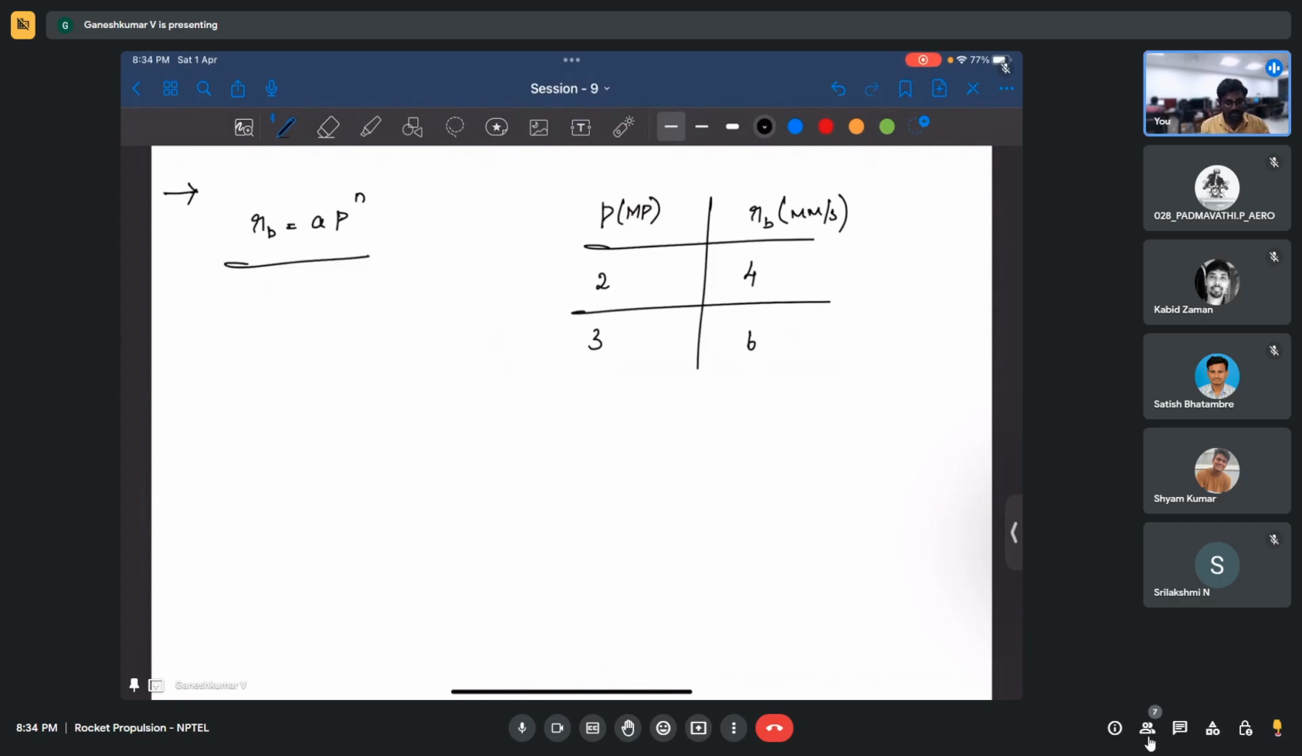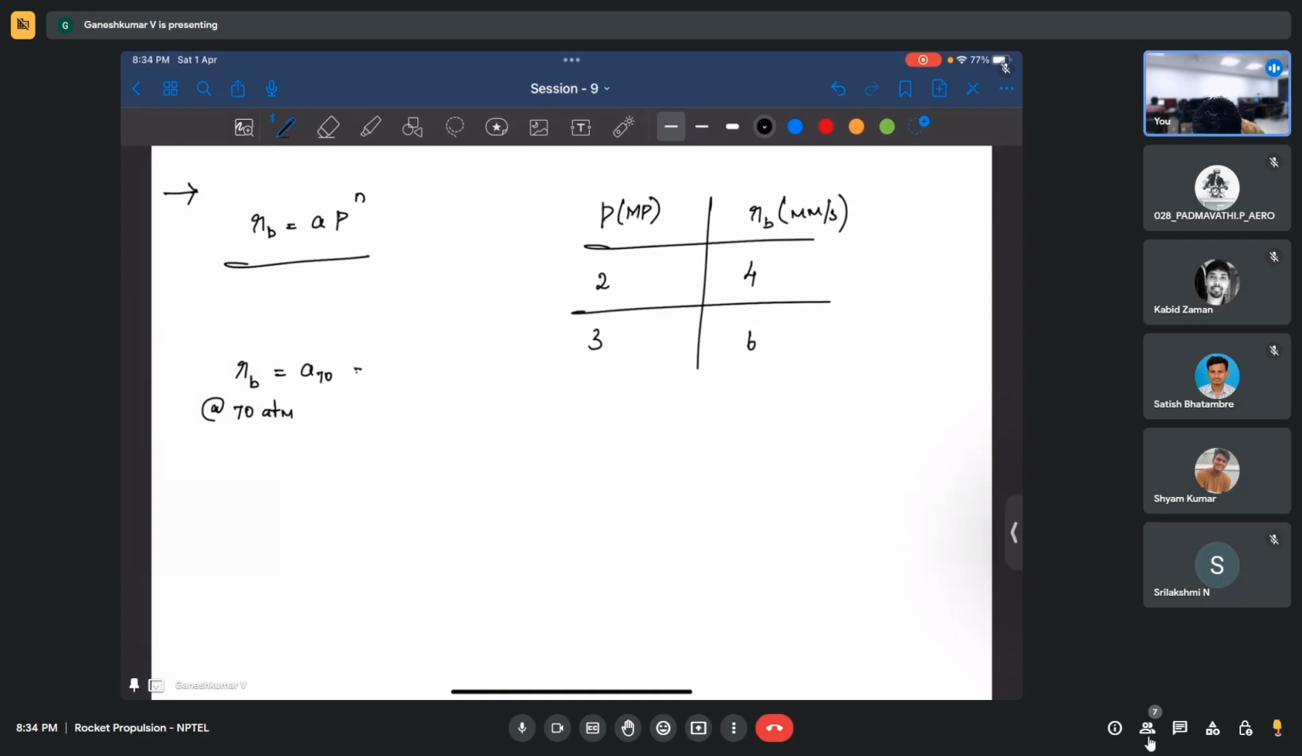So we know RB is AP power n, right? So what you want to find is A70. What is A70? What do you think A70 is? So A70 would be P by P reference at 70 atmospheres to the power n. Exactly. So A70 is nothing but RB, I can write it at P at 70 atmosphere. Is this clear? Correct.